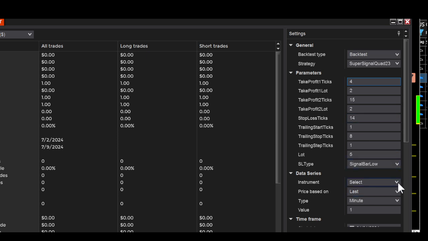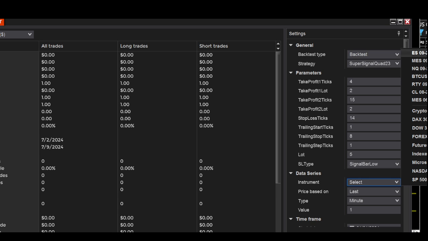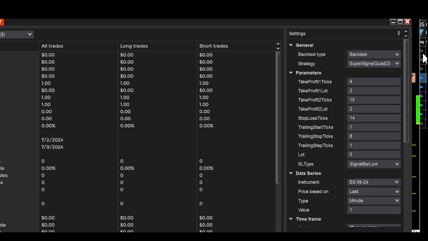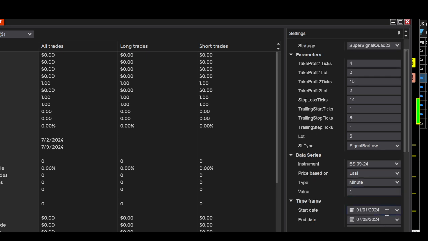And again, this is just the default, but I'm just going to show you an example. Well, what are we going to do? Let's do it on the ES here, 1 minute time frame. And what is today? July. Today's the 9th.